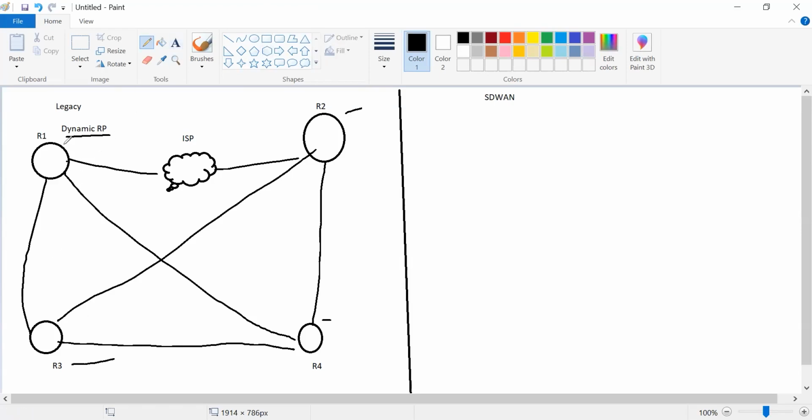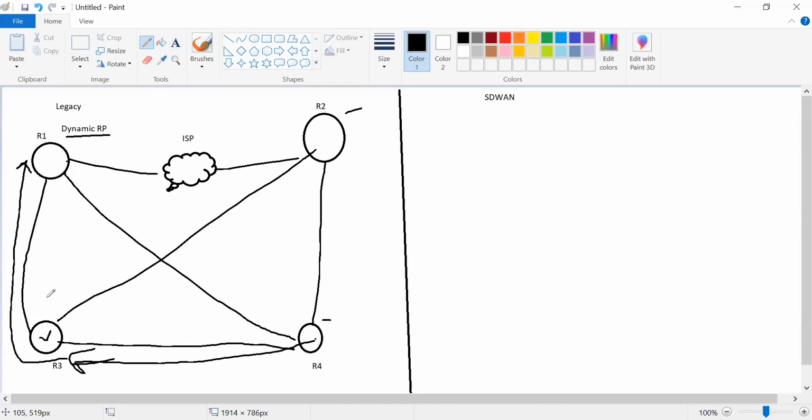Now, R1 would get to know about the routes of R3, right? And in case you don't want R3 to act as transit, say R4 routes are sent to R3, R3 would by default exchange the routes to R1, right? Exactly. It depends on the routing.